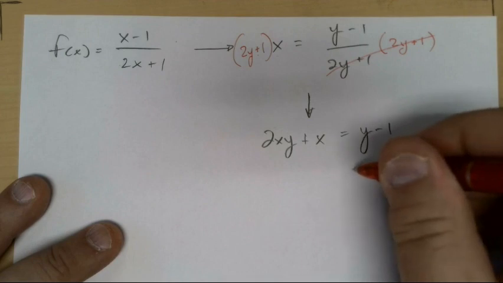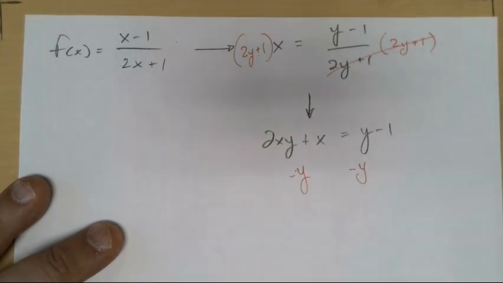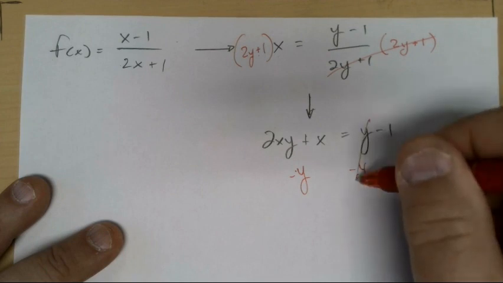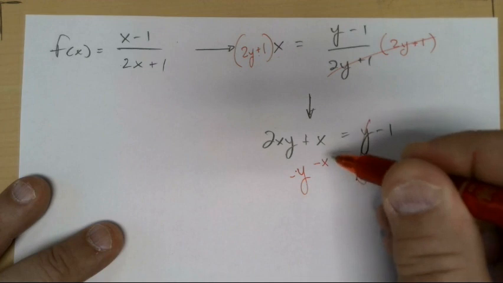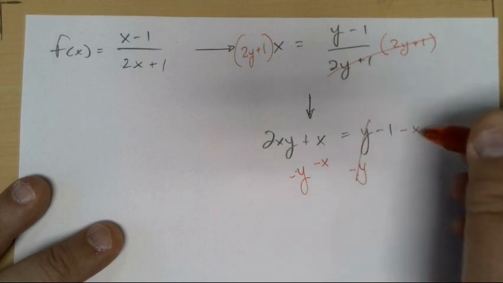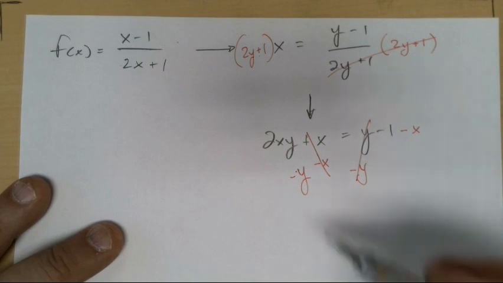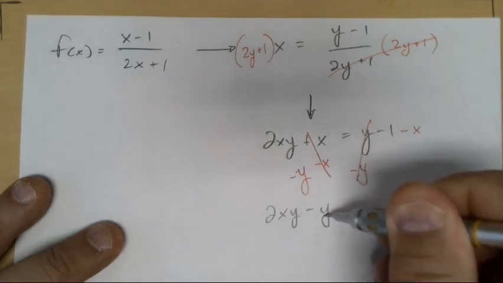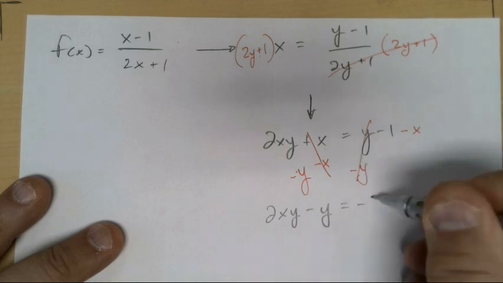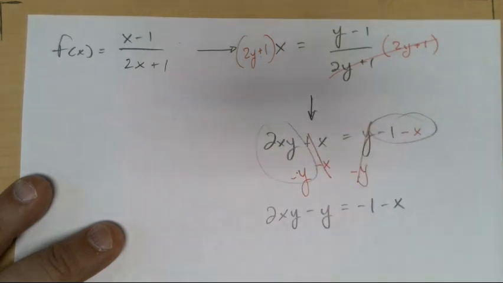Now, I want to get rid of the y on the left, or right, and move it over here to the right. So y minus y is gone. And then I've got this, but I want to get rid of this x, because it doesn't have a y over on the left. x minus x is gone. And so I've got 2xy minus y equals negative 1 minus x. Right there and right there.